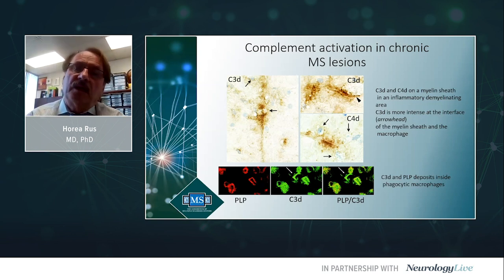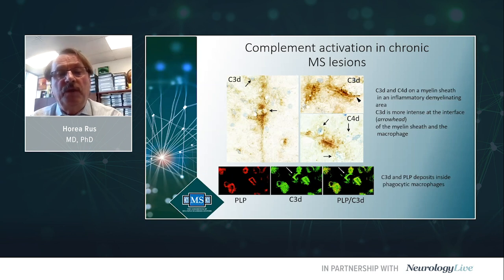So again, these are activation products of complement, C3d and C4d, and macrophages present. In addition to that, on the bottom, we see colocalization of C3d deposits and PLP, proteolipid protein, which is a myelin protein, inside the phagocytic macrophages.